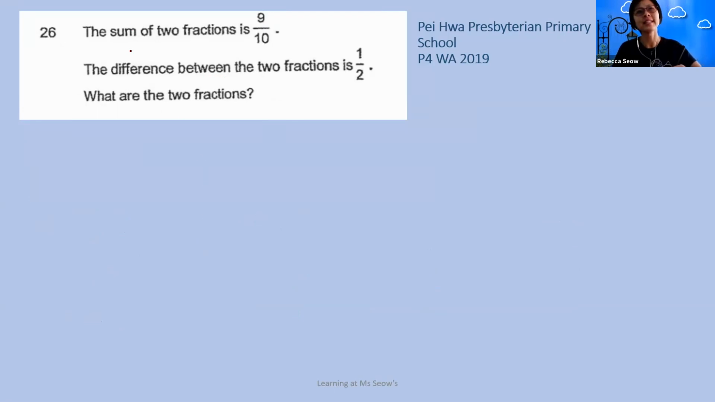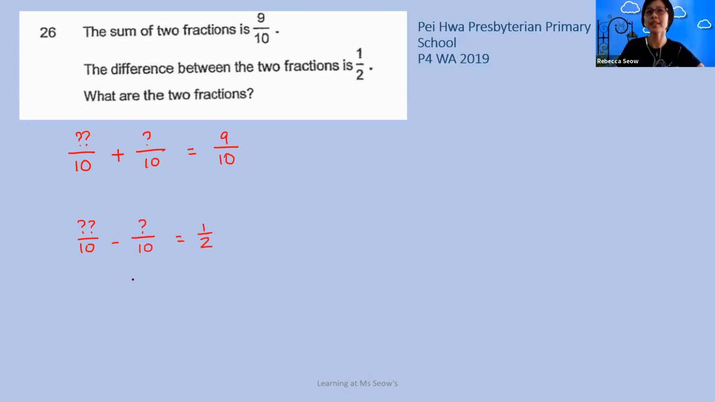Okay, so let's see. If the sum of two fractions is 9 out of 10, we can write down something like that. Something out of 10 plus something out of 10 gives you 9 out of 10, right? Maybe for the first fraction, let me put 2 question marks there, then we can differentiate the first from the second fraction. The difference between the two fractions is half. So first fraction minus the second fraction gives you half. What are the two fractions?